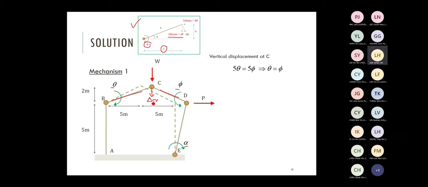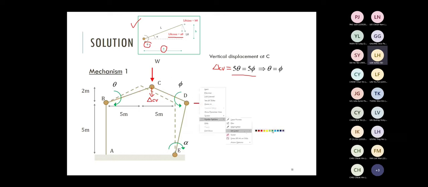So if you express delta CV using member BC, the value is equal to 5 theta. Similarly, if you want to express delta CV using the right-hand side member CD, the value is equal to the distance, also equal to 5, fortunately, times the plastic rotation phi. You can express delta CV using the 2 different angles. And this gives you the first relationship between theta and phi. The first critical point: vertical displacement at C gives you some idea about the angles theta and phi.